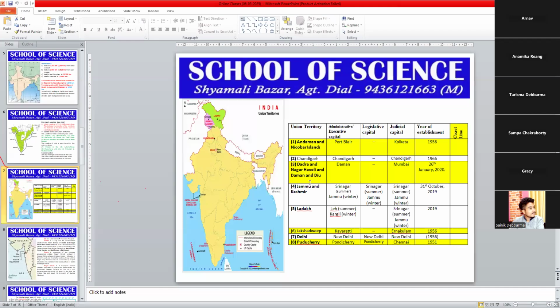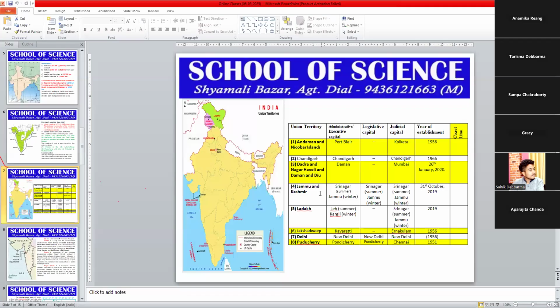Okay. Now, this is very, very important. You see, there are 8 union territories. I will name them one after the other. The union territories of India: Andaman and Nicobar Islands, Chandigarh, Dadra and Nagar Haveli and Daman and Diu, all incorporated to form one union territory. The name of this union territory is Dadra and Nagar Haveli and Daman and Diu, in the year 2020, on 26 January 2020. This is very, very important.